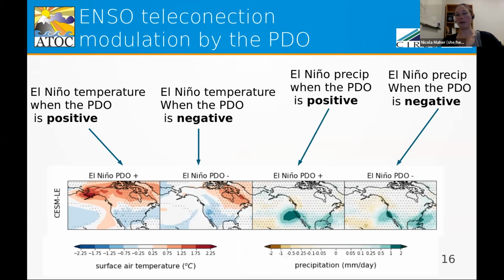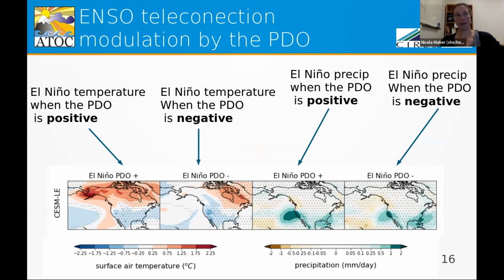We can do the same thing for precipitation. And here you'll see that the largest differences are found in this blob off the California coastline that extends onto the coastline. And that blob in precipitation is larger when the PDO is positive compared to when it's negative.